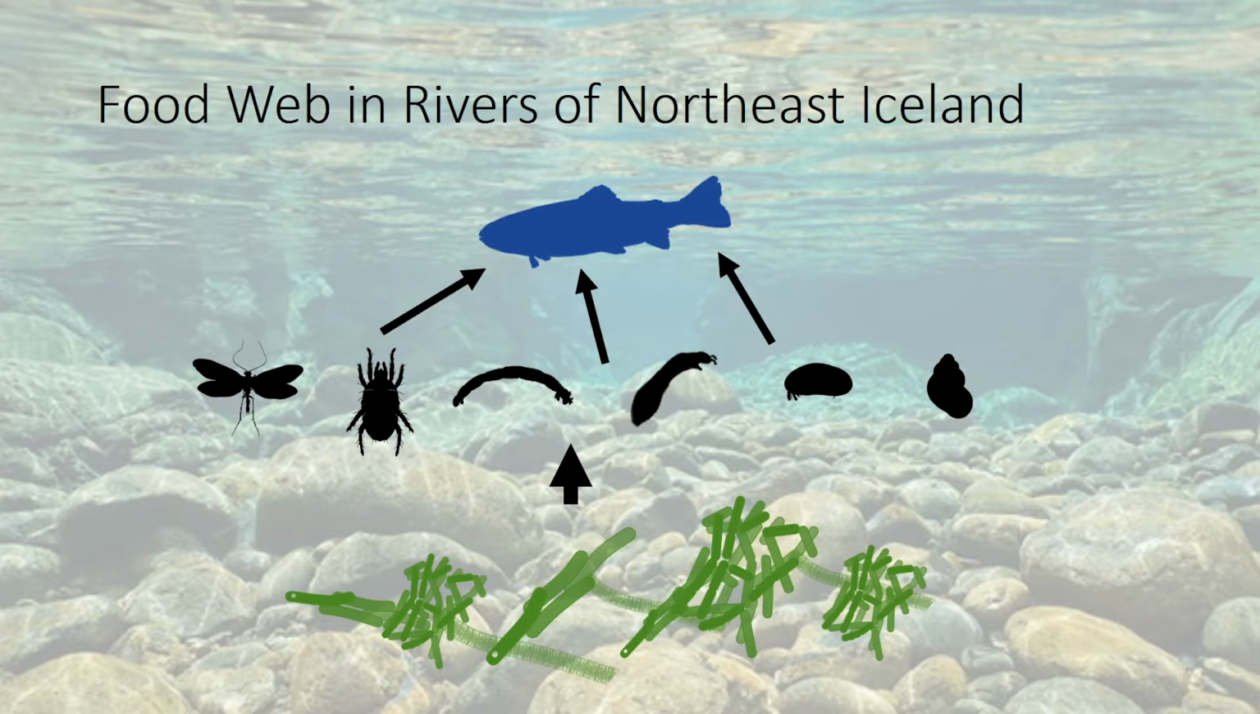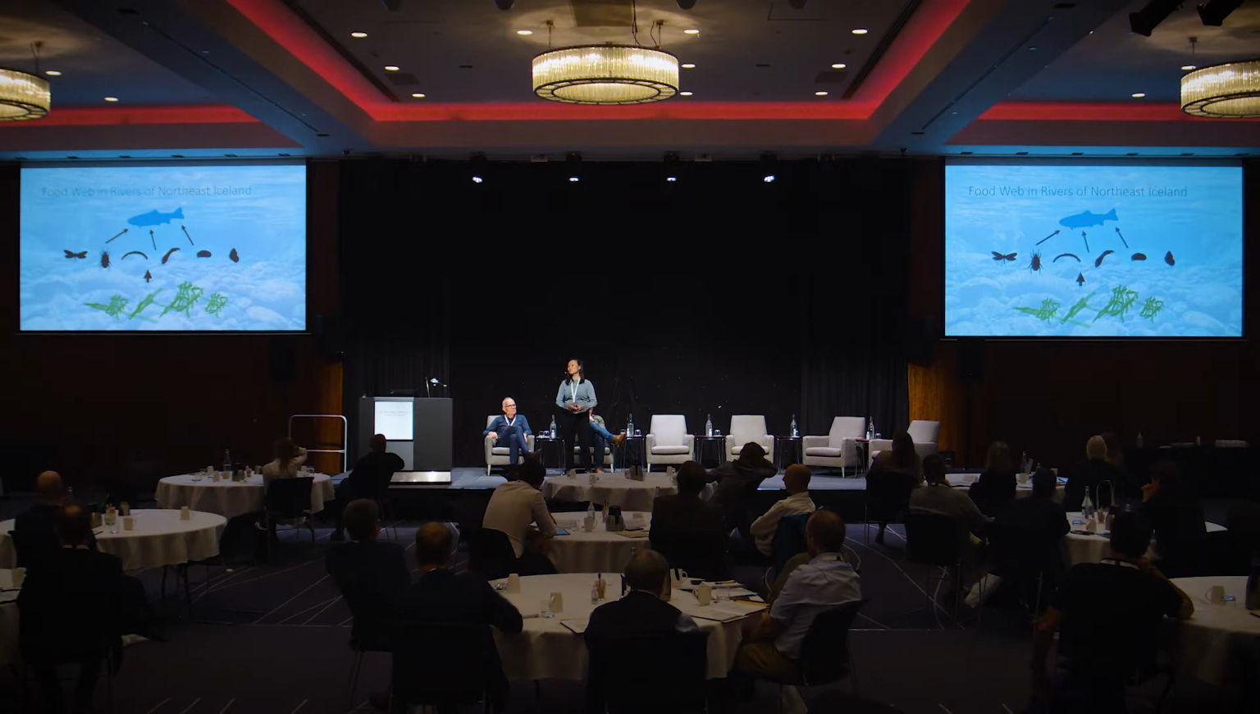This is a simple food web of what the rivers in the northeast of Iceland would look like. It's very simple, as you can see here. So we have the blue is the juvenile Atlantic salmon, the top, and the black is the insects, and the green is the algae. And these black arrows you see here, these represent energy transfers. So basically, what is being eaten by what, and basically how the energy and resources kind of travel up that food chain.